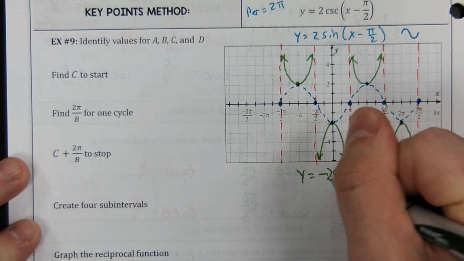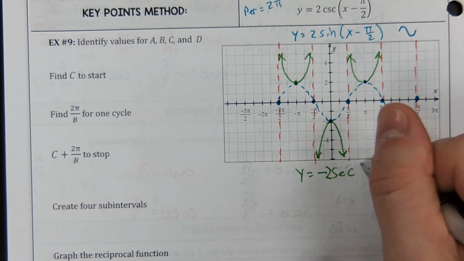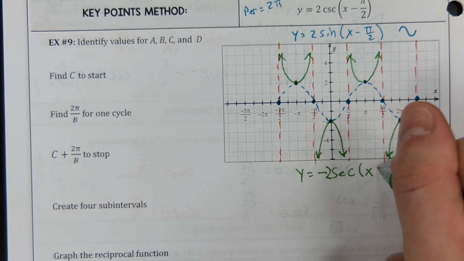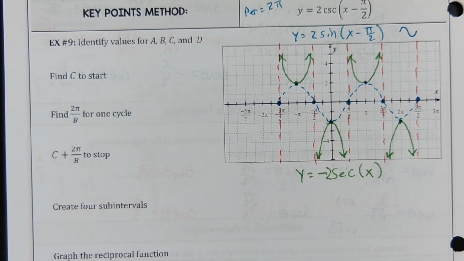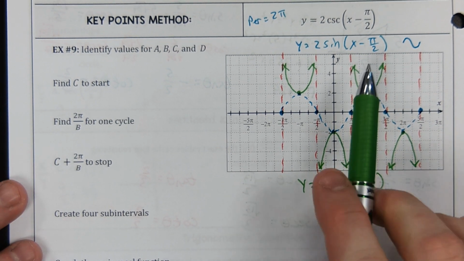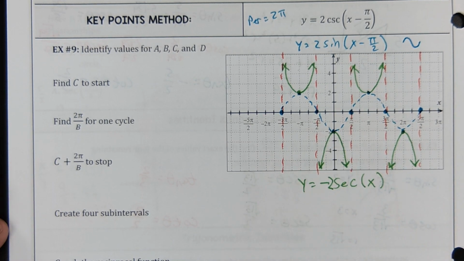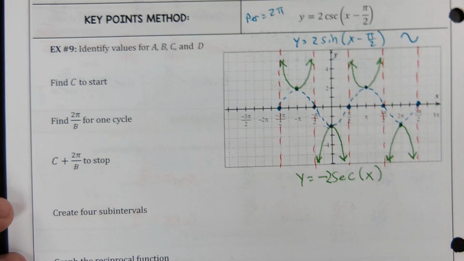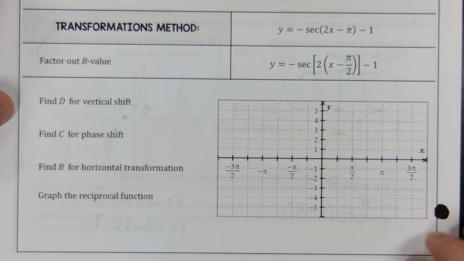Oh, I forgot my 2. With no phase shift. So -2 secant of x is this graph. This is power, folks. Being able to move between the two, that's a big deal. Any questions on it? Nope. All right, then the very last example.